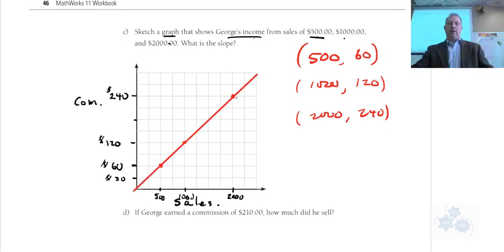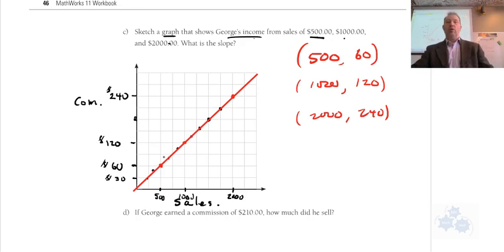Okay, so when we've placed all 3 points, then we're going to connect the points, which means points in between the ones that we've stated. So let's say he sold $1,500 worth here. Would it be reasonable to expect him to make somewhere between 120 and 240? Yeah. So all these points in between here make sense, depending on what the sale is. So we can connect them.